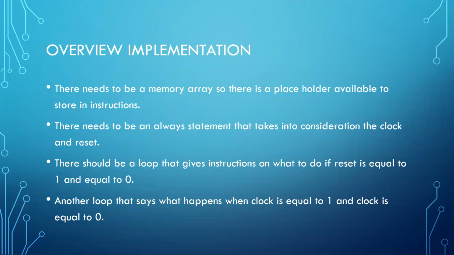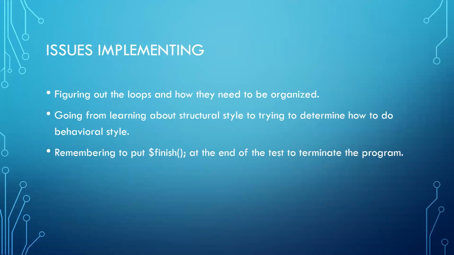I might be wrong though. So you need to create a memory array, so there's a placeholder available where you can store the instructions. And then there also need to be, I think, two always start instructions, which handle the reset and the clock, and do the loop to determine what needs to happen whenever the reset is equal to 1, or the reset is equal to 0, or the clock is equal to 1 and the clock is equal to 0.